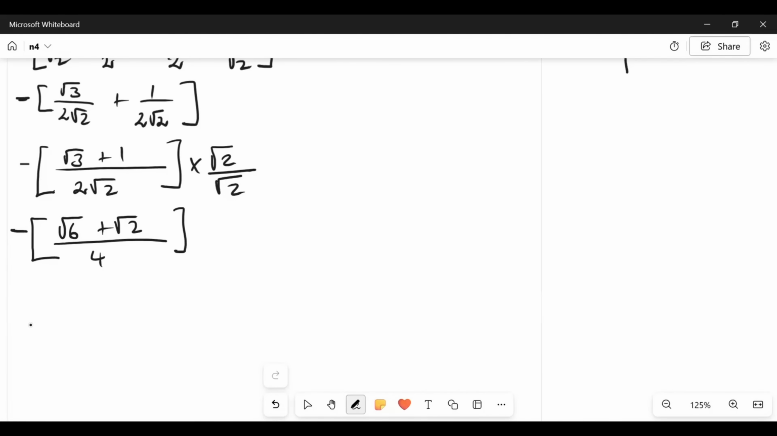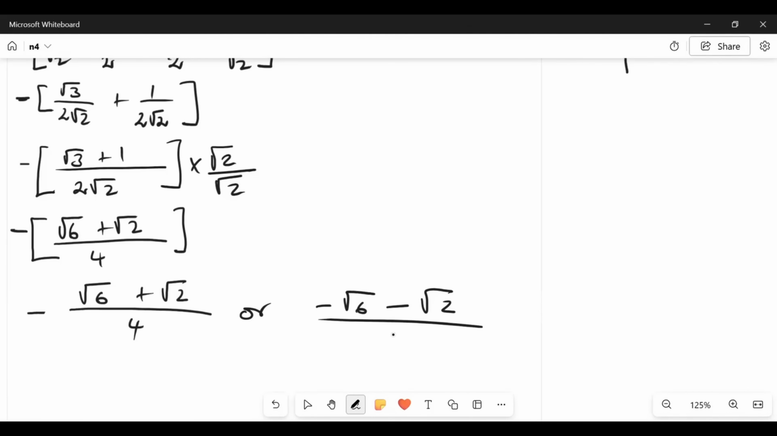So the final answer here, guys, is actually negative root 6 plus root 2 divided by 4. Or some of you may write it as negative root 6 minus root 2 divided by 4. Pay attention. Look at my negative here, guys. It's exactly in the middle, just like this line. So this means that this negative affects everything. But if you decide to multiply by this negative throughout, it should be negative there and negative there. So the final answer is this one here.